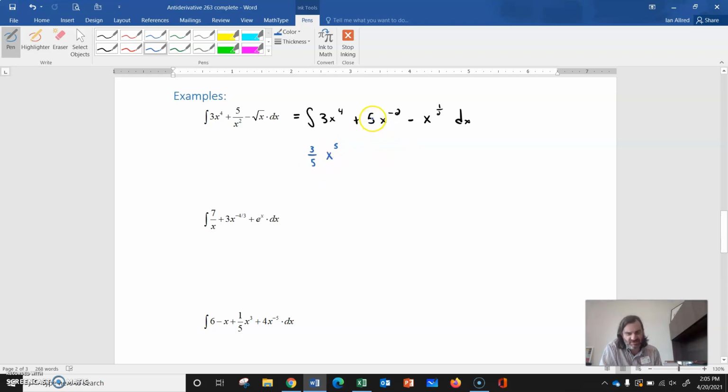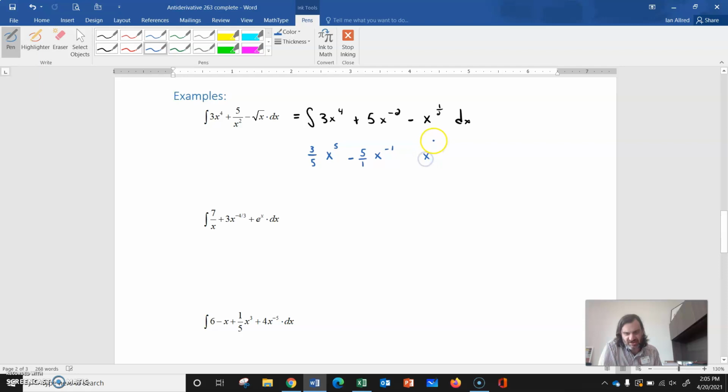The next part we're going to work with is 5x to the negative 2. So we'll increase that to negative 1. So that'll be 5 over negative 1. So I'll just write it as negative 5 over 1, which we could just write as negative 5 x to the negative 1.